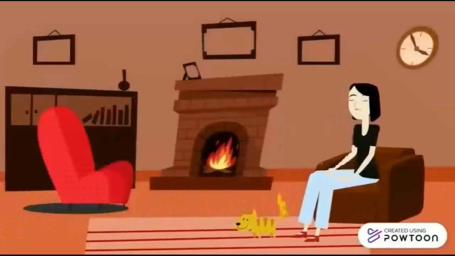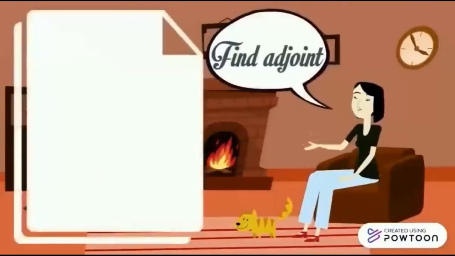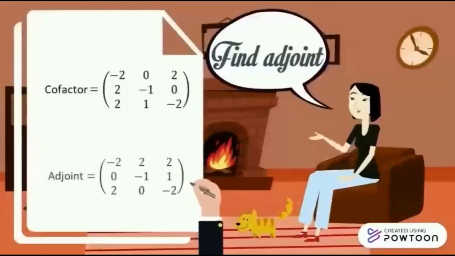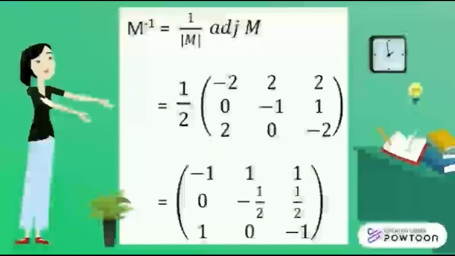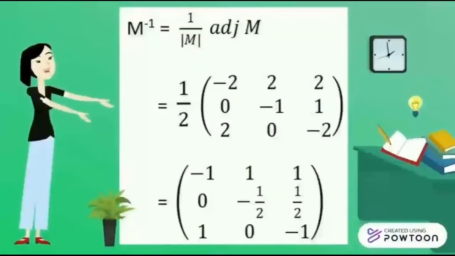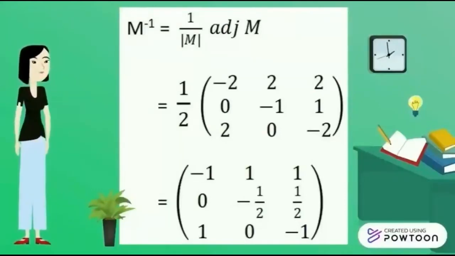Then we can get the adjoint from the transpose of cofactor M. And finally, we can find the inverse matrix M by substituting the determinant and the adjoint of matrix M into the formula.